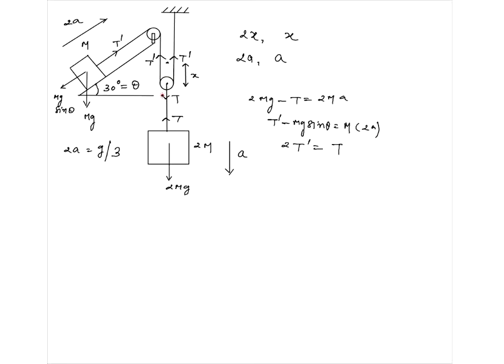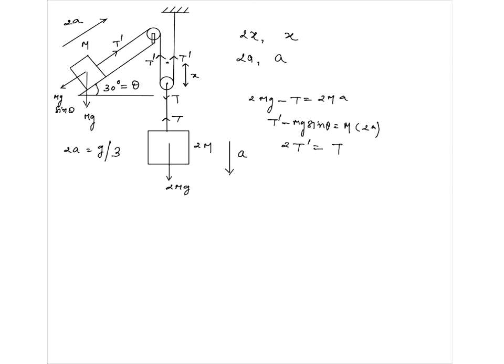Take the movable pulley as a system. Then it's light, so no net force. Upward is T dash plus T dash, downward is T. So 2T dash must be equal to T. Yes, now you are asking some question. Let me know if it is not answered yet.